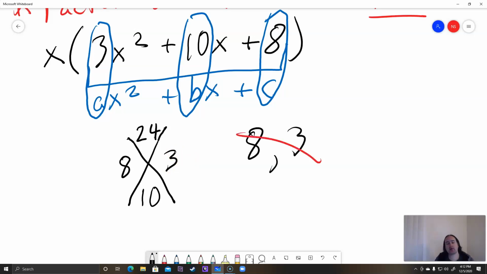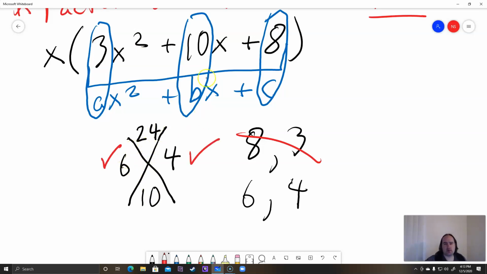So what are two other numbers that multiply to 24? Well, from my times tables, I know 6 times 4 is 24. So let's try 6 and 4. Well, 6 times 4 is 24, so that's good. And then 6 plus 4 is 10. So now we have the winning numbers. Okay, so the winning numbers are 6 and 4.